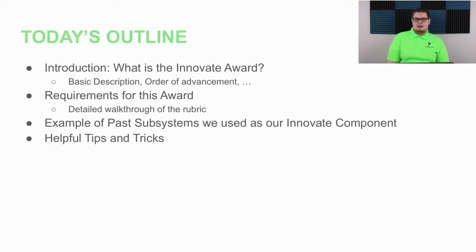So practically what I'm going to be talking about in this video is starting with what is the Innovate Award. I'll be talking about the basic description and order of advancement of the award, along with a few other key things. Then I'll go through a detailed walkthrough of the rubric for this award. After that, I'll give you past examples of subsystems we use for Innovate Award, along with examples other teams used. And then I'll end it off with helpful tips and tricks that should help you with this award.